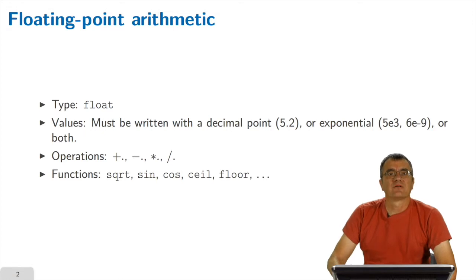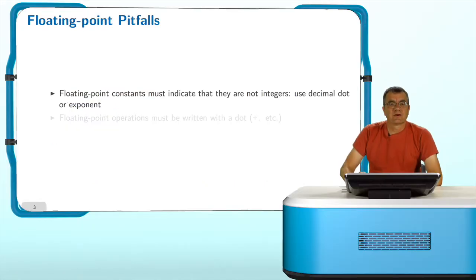You have, of course, all the usual functions on floating point numbers like square root, sinus, cosinus, ceiling, floor, and so on. So this is very important, so let me just repeat it. You have to indicate in the writing of a constant the fact that you are using floating point numbers and not integers, so you always have to use a dot or an exponent in the constants of floating point type, and you always have to use a dot in the operations working on floating point numbers.